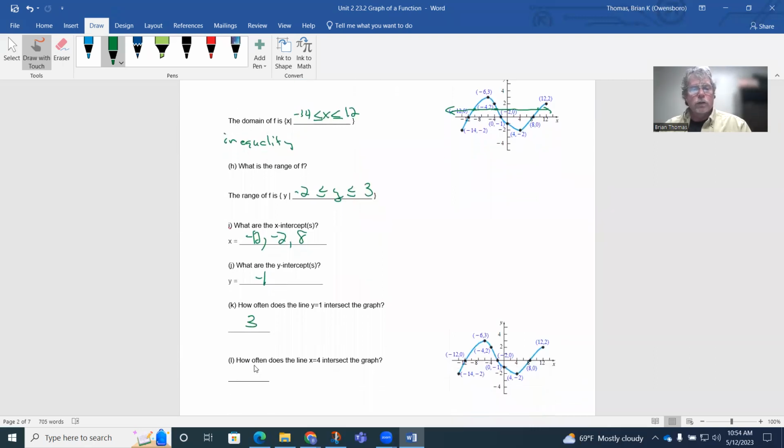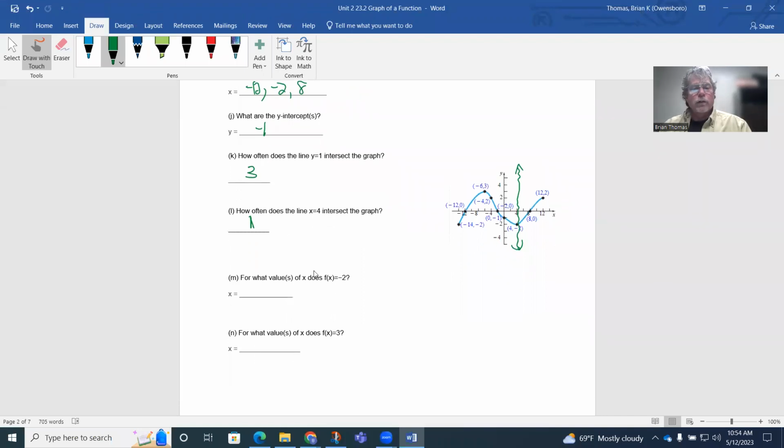So how often does the line x equals 4 intersect the graph? Well, x equals 4 is going to be a vertical line, going this way. This vertical line looks like it's just touching the graph in one spot. So 1 point of intersection. We would just use 1 for that.